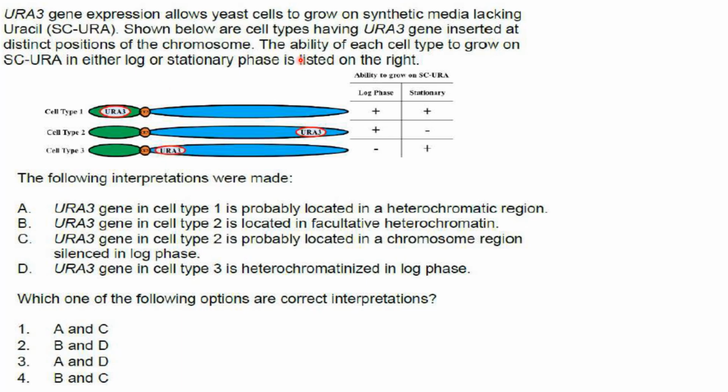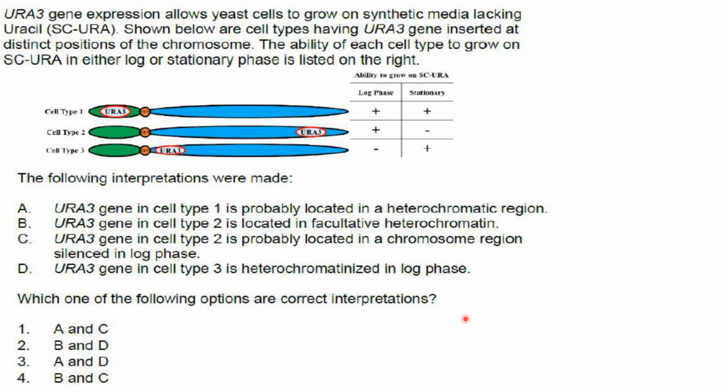Okay. The ability of each cell type to grow on media lacking uracil in either log or stationary phase is listed on the right. So cell type 1 grows in log phase and stationary phase. Cell type 2 grows only in log phase but not in stationary phase. Cell type 3 does not grow in log phase but grows in stationary phase. The following interpretations are made, which is the correct one.